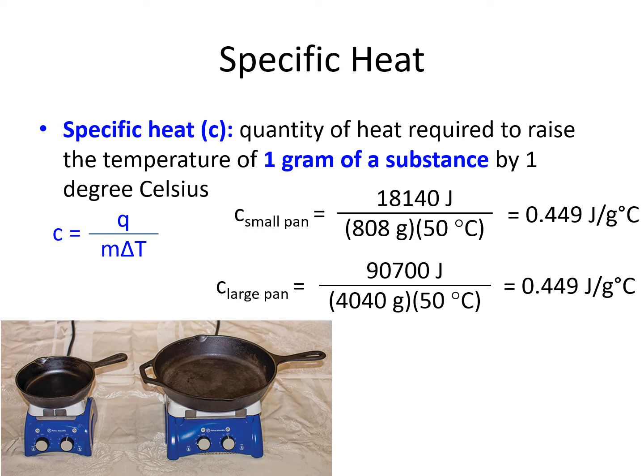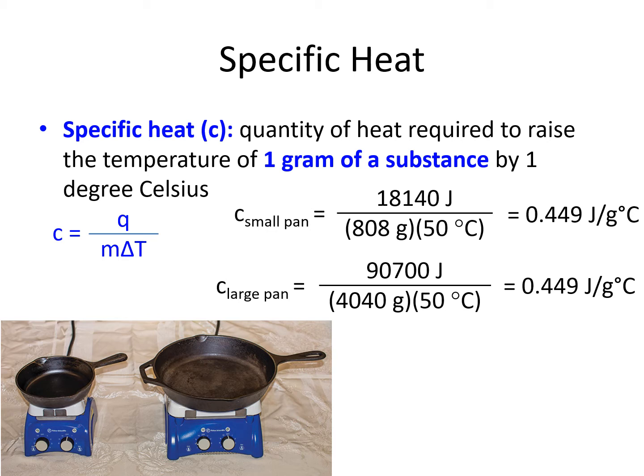The specific heat equation is similar to the heat capacity equation, except it includes mass. You need to know the mass of the object in order to find the heat needed for 1 gram of the substance. We're going to take the quantity of heat, Q, that is put into heating up the pan, and divide it by the mass of the pan and the temperature change.